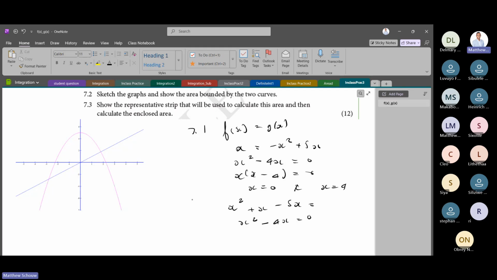Just solve this quadratically. Okay, so what do we get for our x values? What does everyone get? Let me just check.